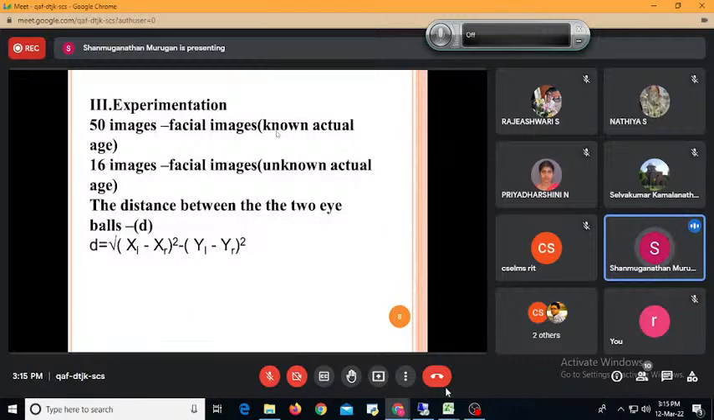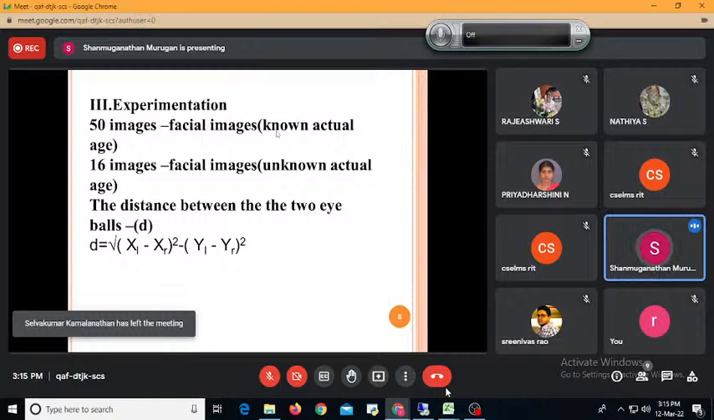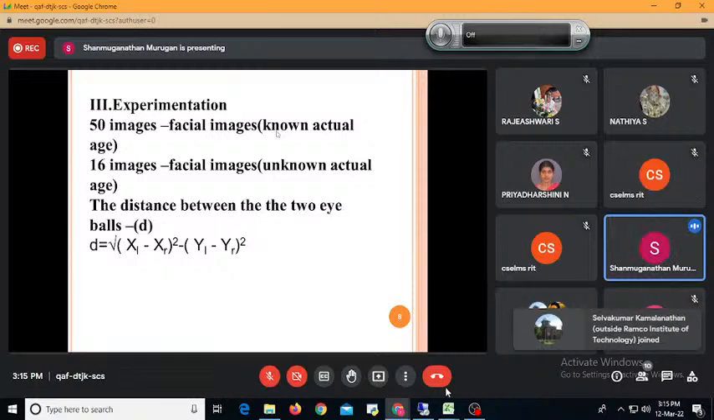For the experimentation in this manuscript, 50 images are used for known people and 16 images for unknown people. The formula I'm using is the distance between two points. This is the Euclidean distance formula: d equals the square root of (x1 minus xl minus xr, left and right, the whole square) minus (yl minus yr, the whole square, left and right).